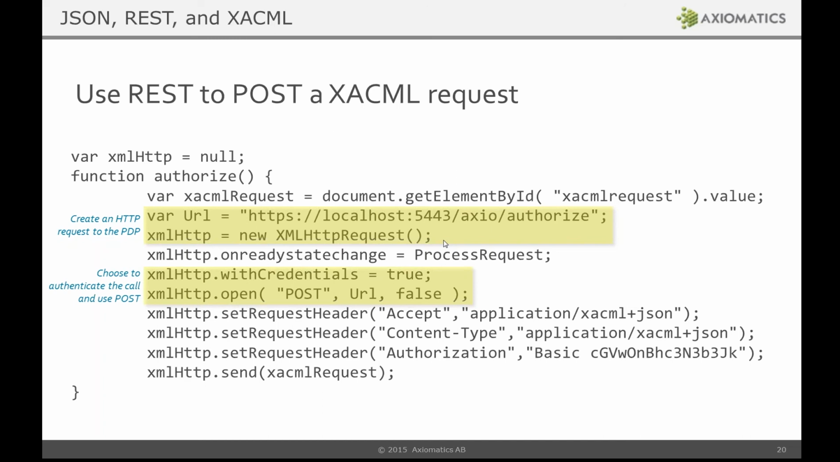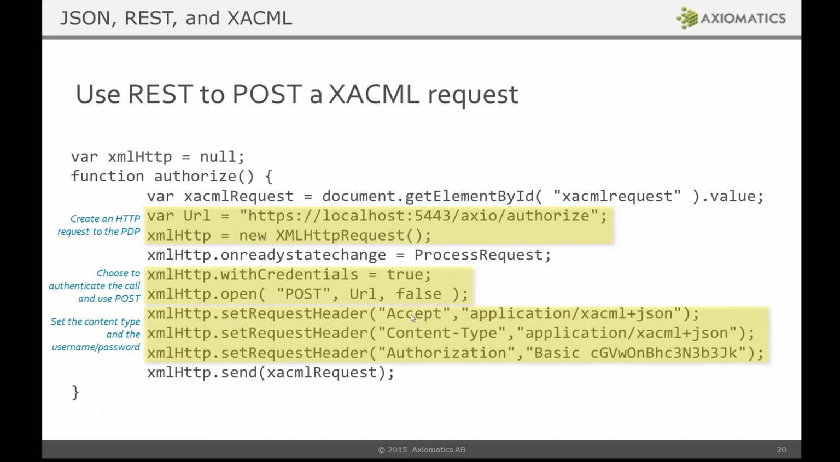I identify the type of transport that I want to use, the HTTP verb. In this case, I want to do a post. I'll be posting an authorization request. And then here I'm sending a few headers where I define the type of content that I'm dealing with. The content type will be application/XACML plus JSON. That was defined within the REST profile of XACML and the JSON profile of XACML.